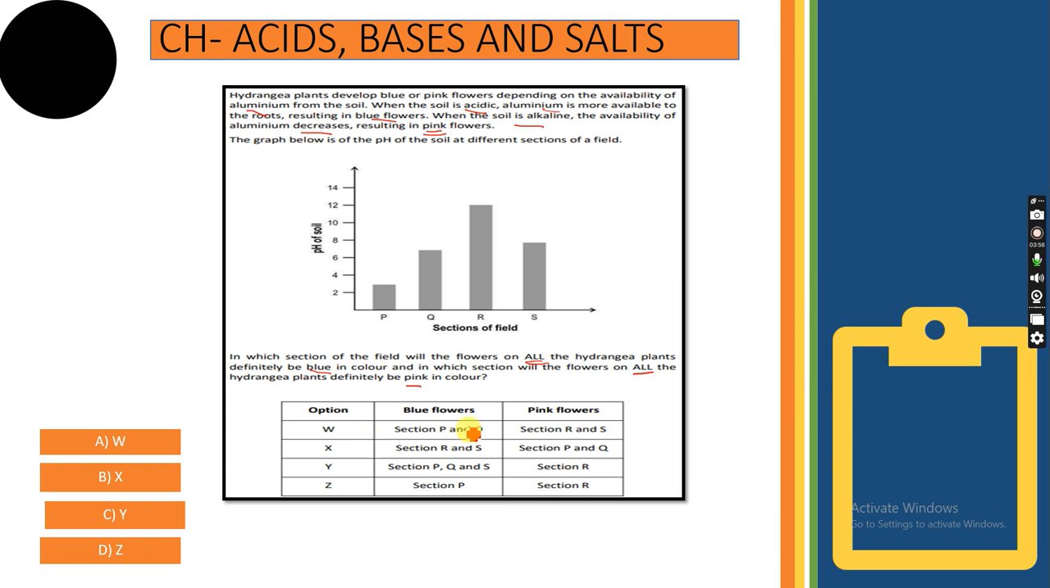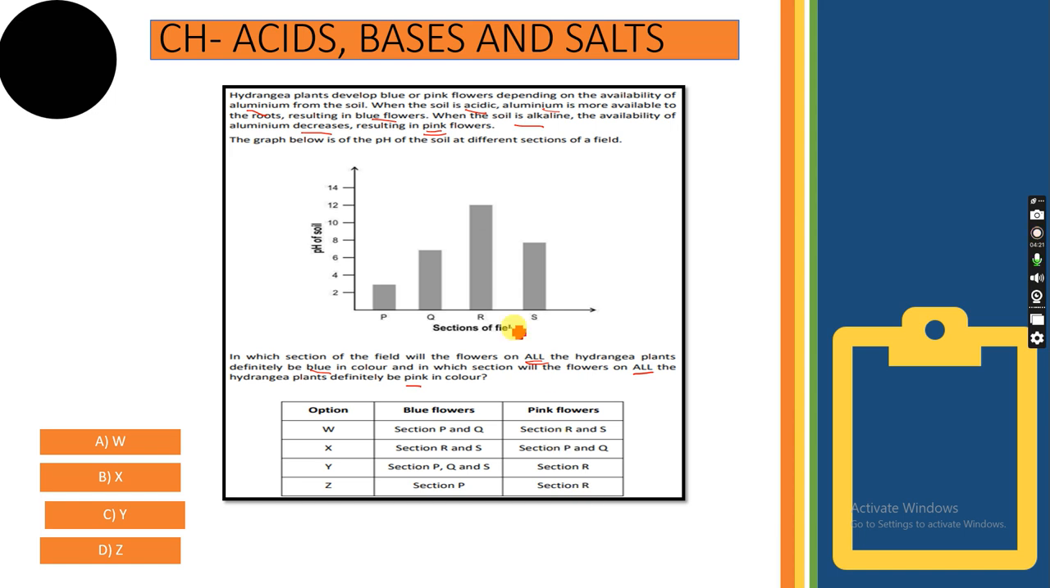For option W it is given blue flower के लिए P and Q. Okay, pink flower के लिए R and S. Okay, and for option X it is R and S for blue flowers, and pink flower it is P and Q. Then option Y, sections P, Q, S, 3 are given, and for pink flower it is only R. And for option Z, blue flower is section P and pink flower is section R.